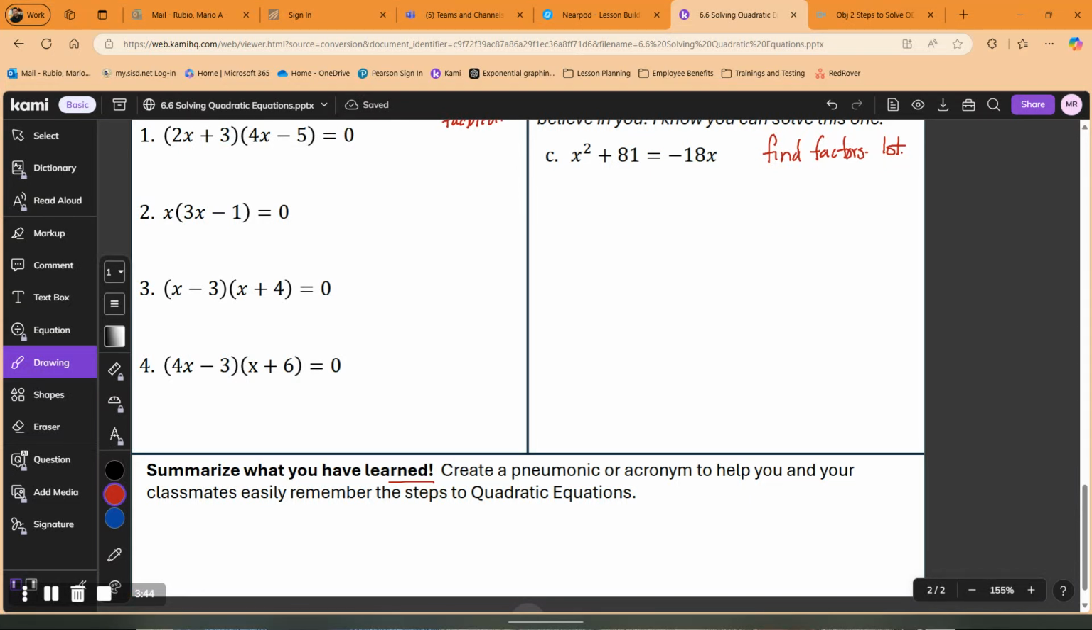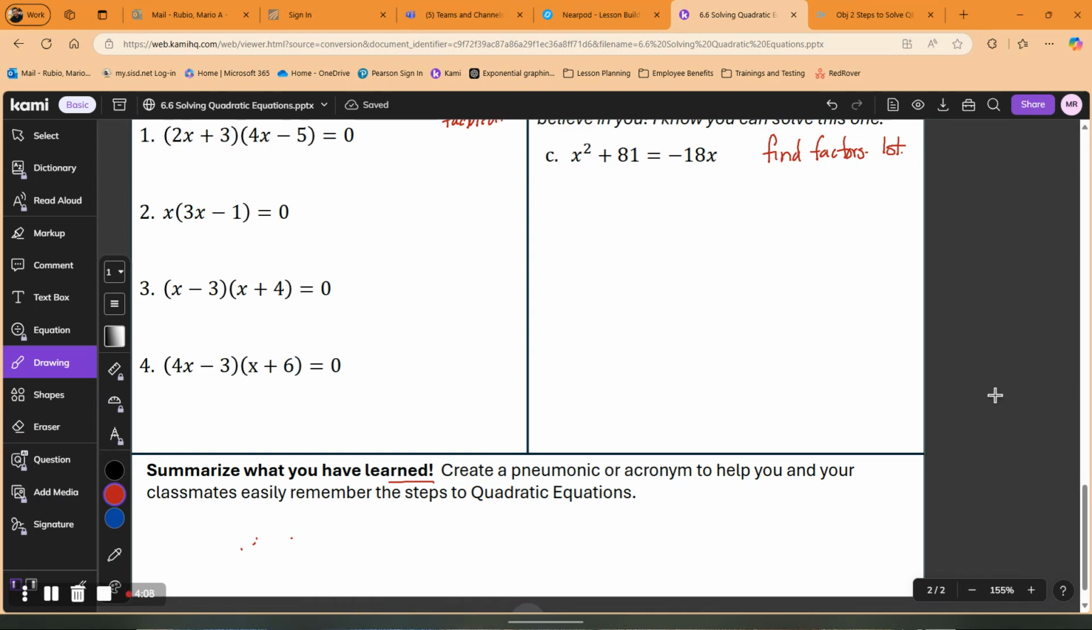What an acronym or a mnemonic is like when we do PEMDAS, right, for order of operations. PEMDAS is parentheses, exponents, multiplication, division, addition, subtraction. Or some people, when I was little, we used to learn it as "Please excuse my dear Aunt Sally." So that's a mnemonic, okay, or an acronym.